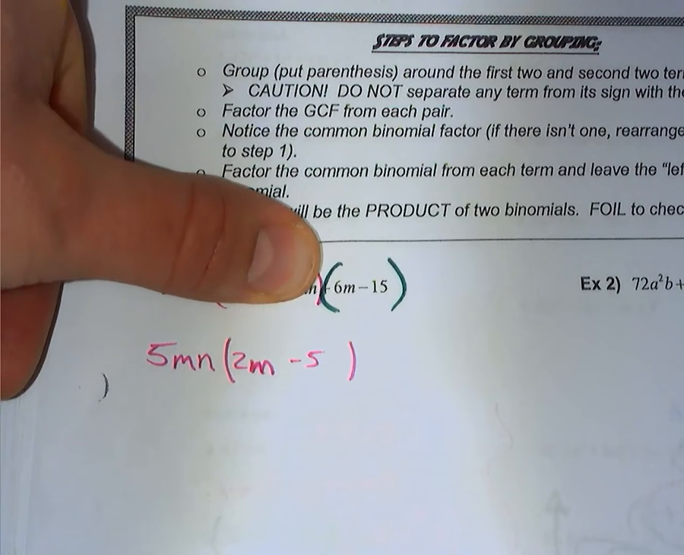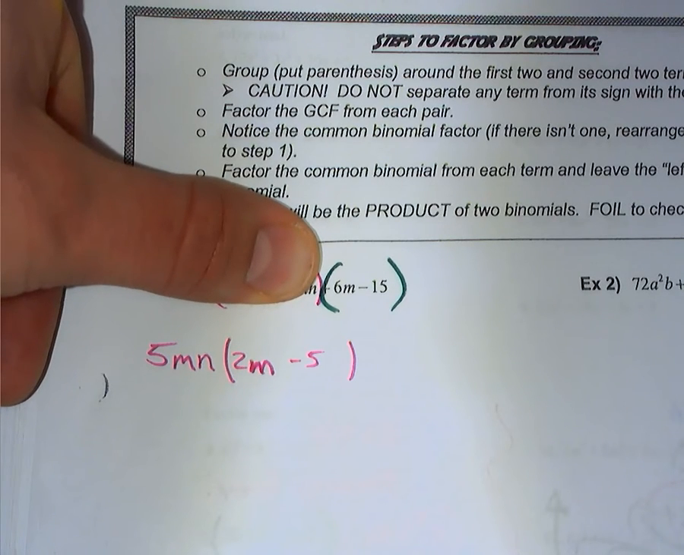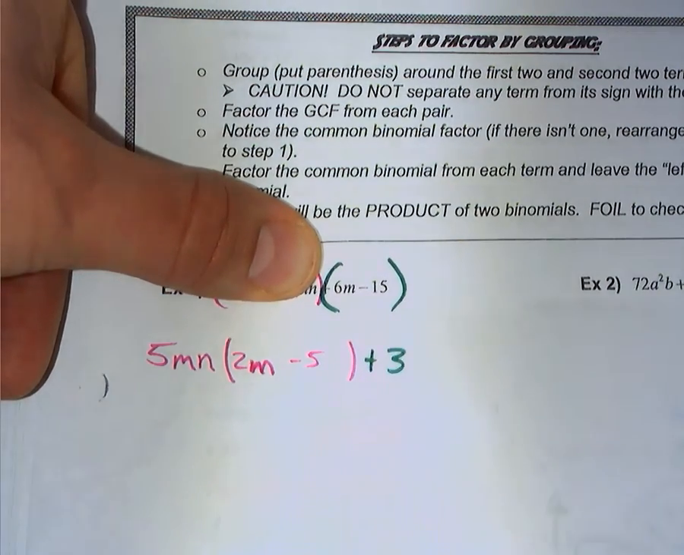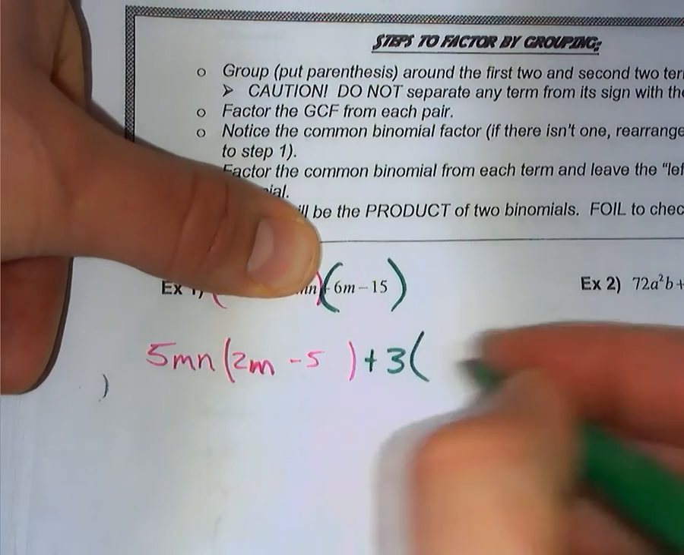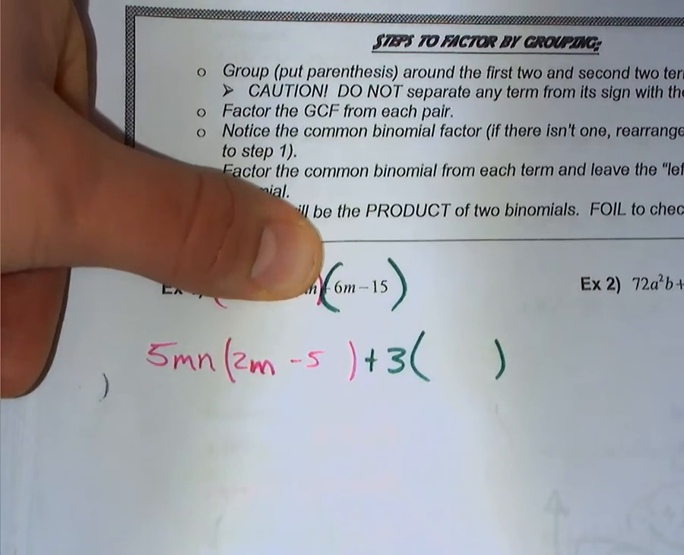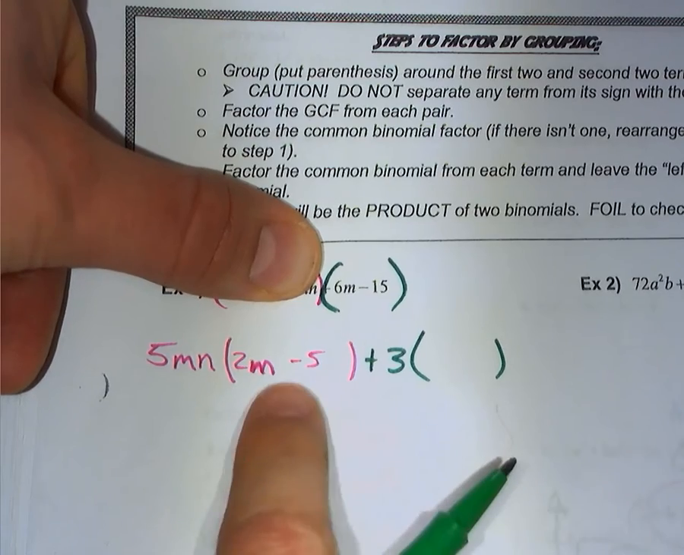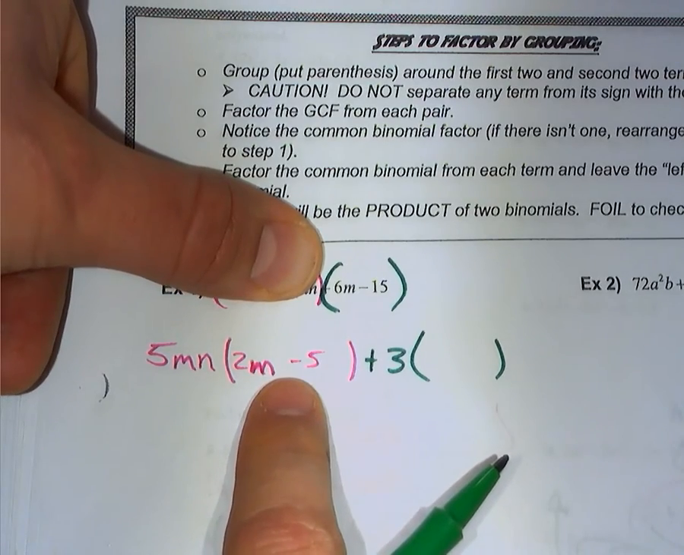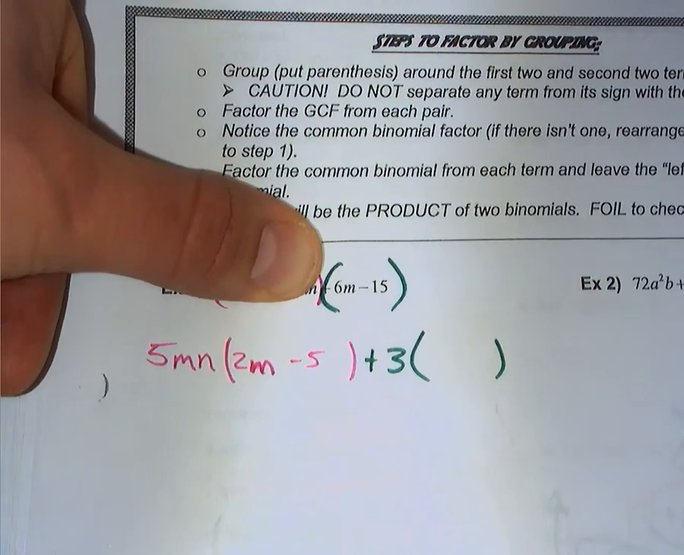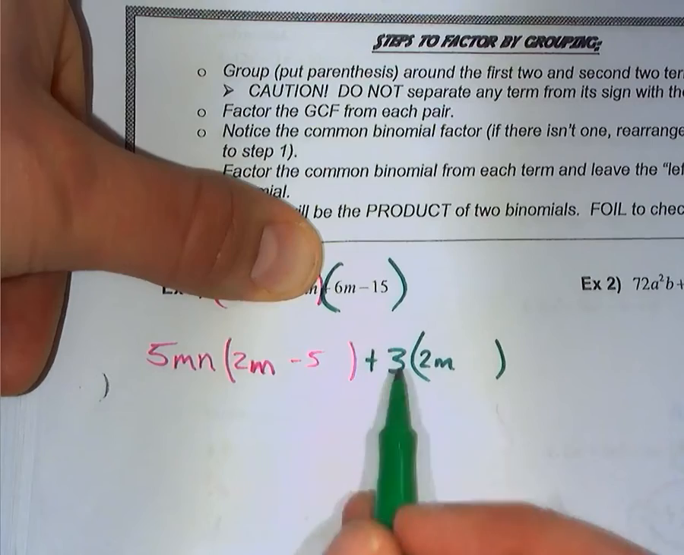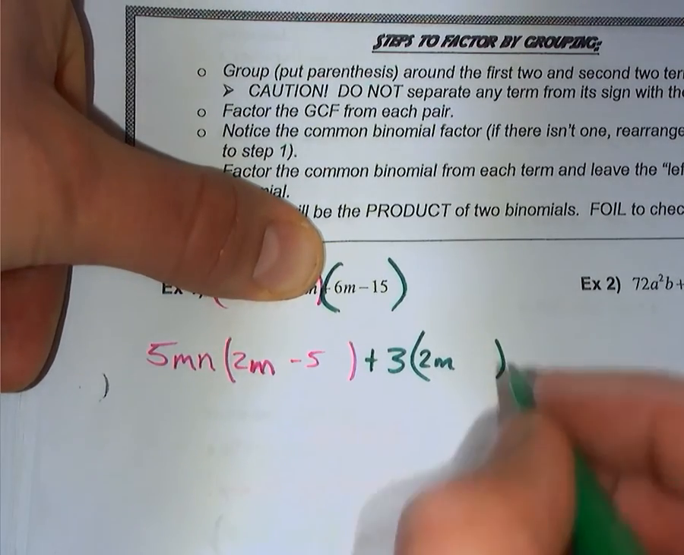6m minus 15. What can I take out? Jet. 3. Positive or negative? Positive. Yes, sir. So put a little plus there with that 3. Okay. So I took a 3 out, and now I want to show what's left. I should have a binomial. And if you're not sure, look at the binomial that you have right here. Should be the same thing. What's 6m divided by 3? 2m. And what's negative 15 divided by 3? Negative 5. Boom.